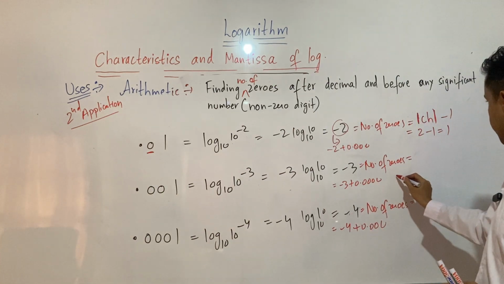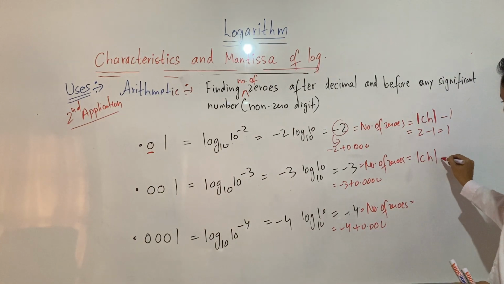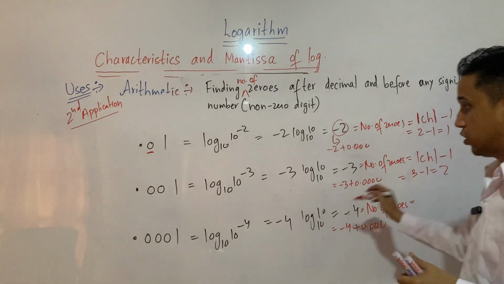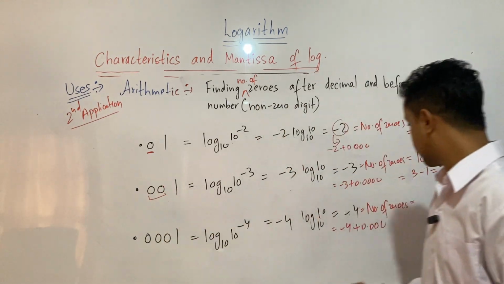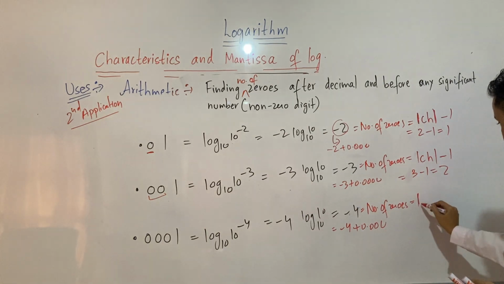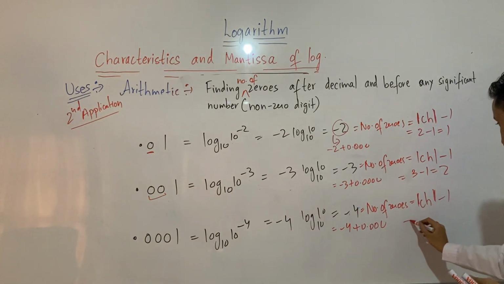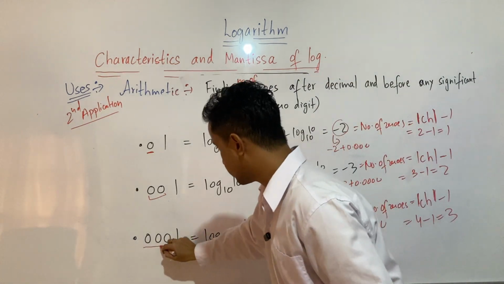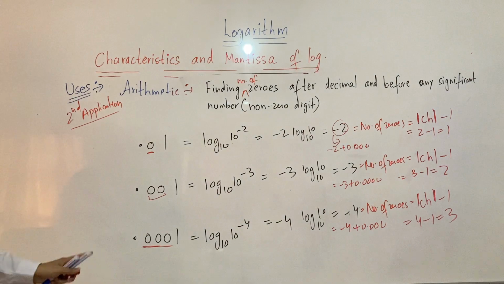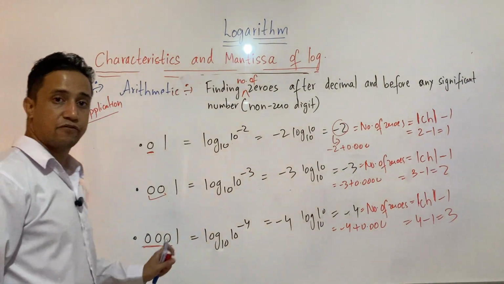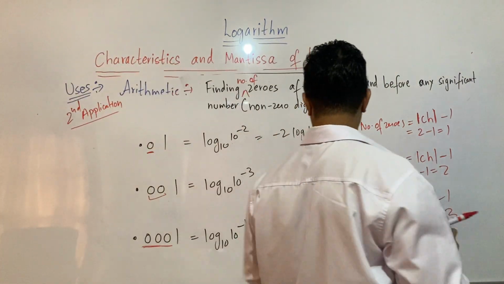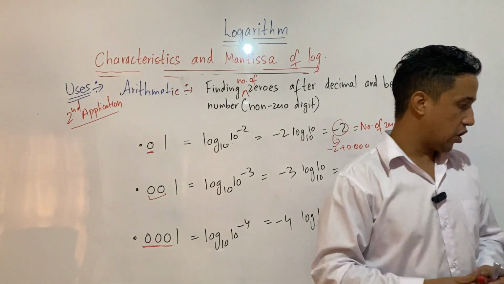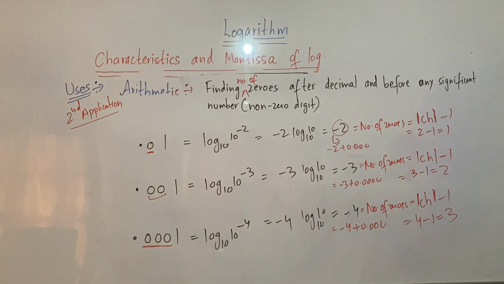Here again, magnitude of characteristic minus 1. So 3 minus 1, 2. How many zeros? 2 zeros. Here, characteristic magnitude minus 1, so 4 minus 1, 3. So how many zeros after the decimal and before the significant figure? It is 3. Okay, so that's how you have to do it.